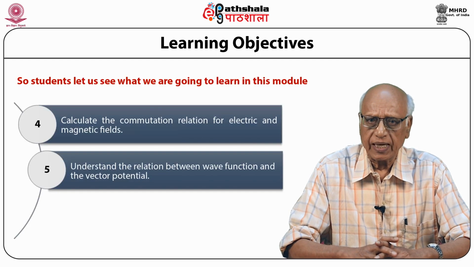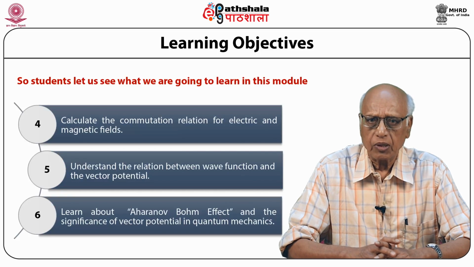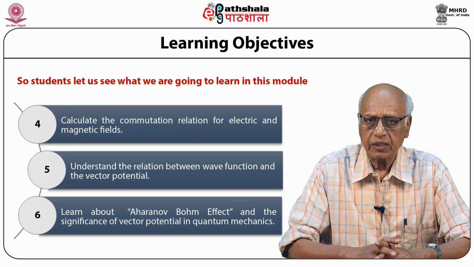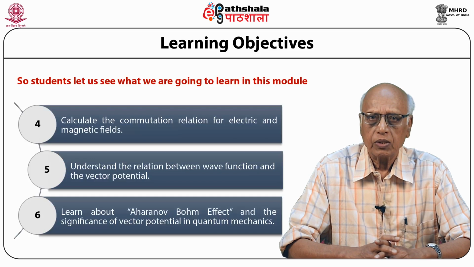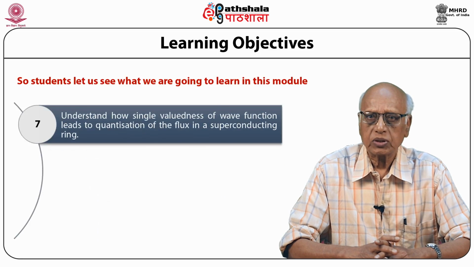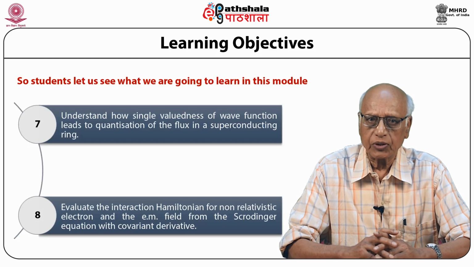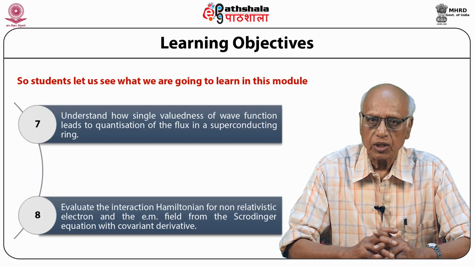You should be able to understand the relation between wave function and the vector potential, learn about the Aharonov-Bohm effect and the significance of vector potential in quantum mechanics. You should be able to understand how single-valuedness of the wave function leads to quantization of the flux in a superconducting ring. You should be able to evaluate the interaction Hamiltonian for a non-relativistic electron and the electromagnetic field from the Schrödinger equation with the covariant derivatives.